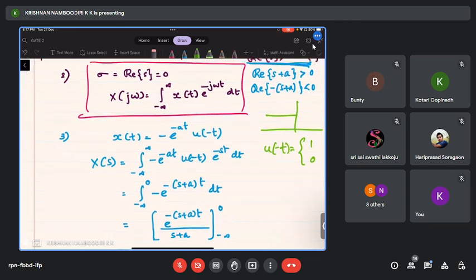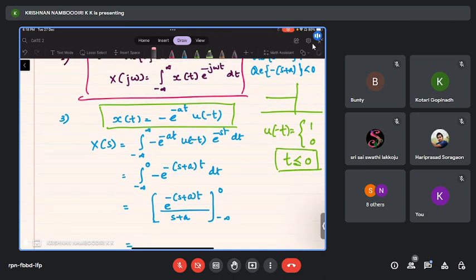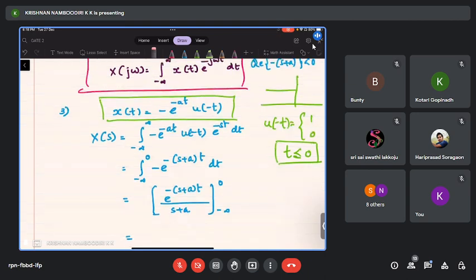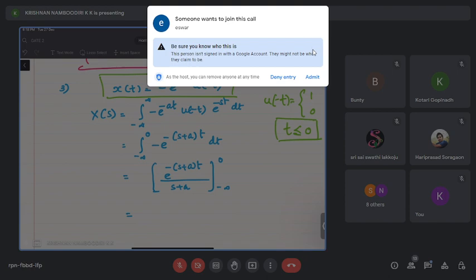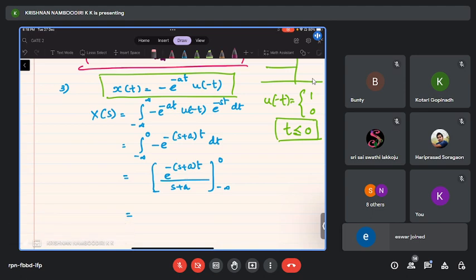So consider this signal, this x of t. You can see this has non-zero value only if t is less than or equal to 0. Correct? So the previous signal that we were considering has non-zero value only when t was greater than or equal to 0. Now we are seeing a completely different signal, minus e power minus at u of minus t. So now let us try to find out the Laplace transform. So x of s equal to, I have done the preliminary steps here: integral from minus infinity to infinity of minus e power minus at u of minus t into e power minus st dt.